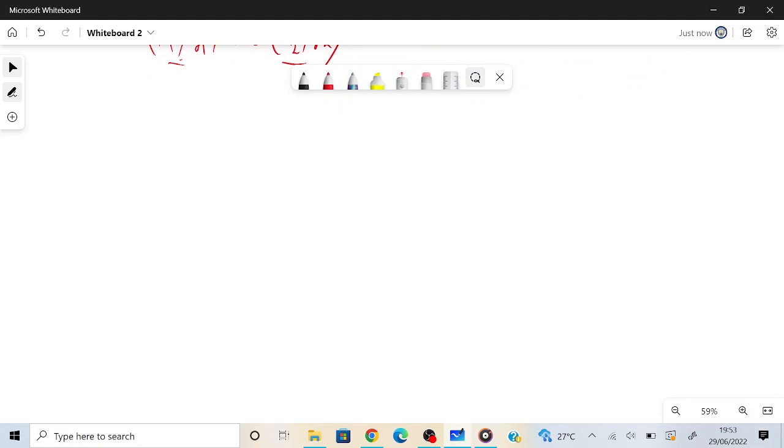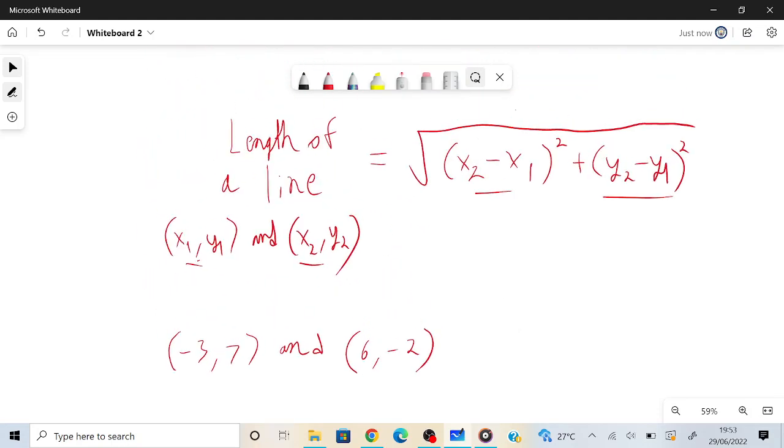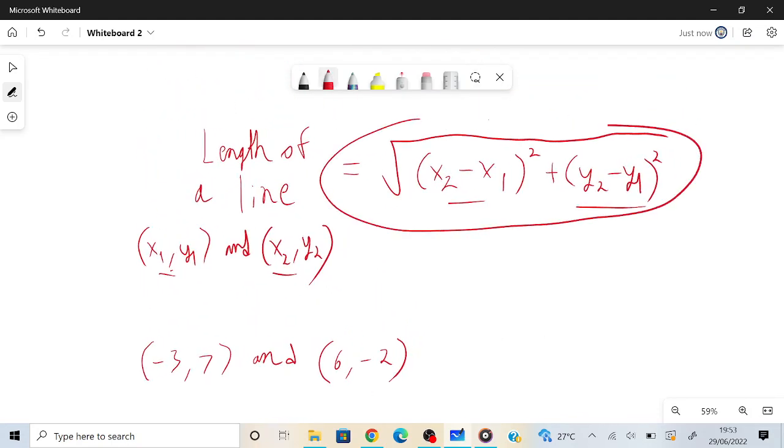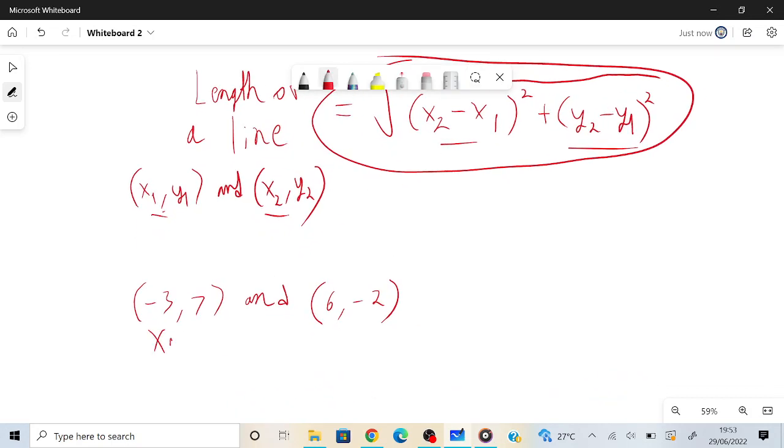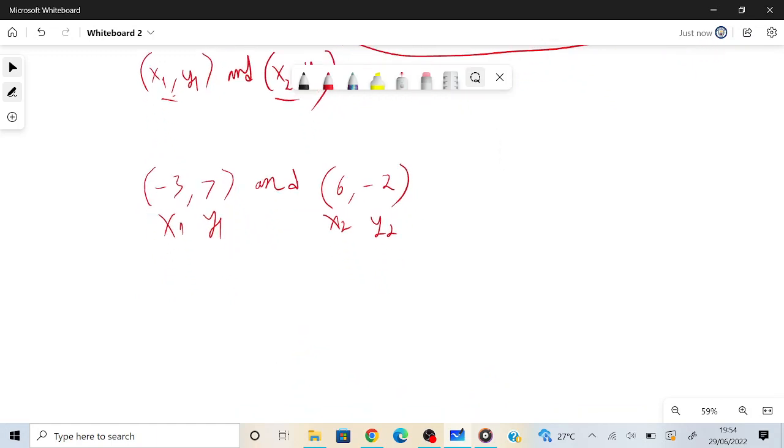The first example tells me to find the length of a line from the two coordinates (-3, 7) and (6, -2). Now we know our formula, which is here. This is the formula of the length of a line, and we know that from the two coordinates that I've been given, this is x1, this is y1, this is x2, this is y2. So all I have to do is substitute the values into the formula.